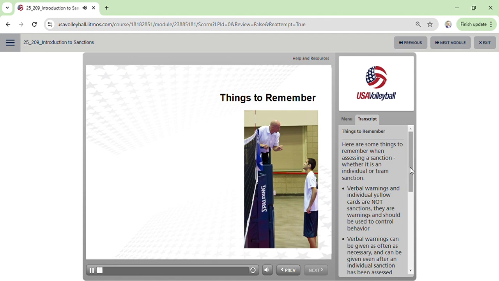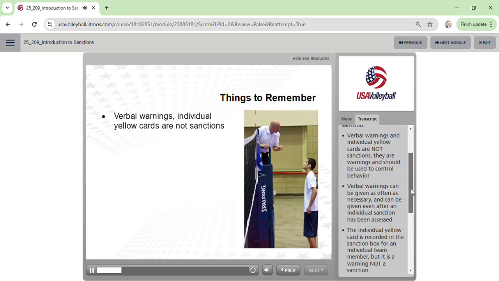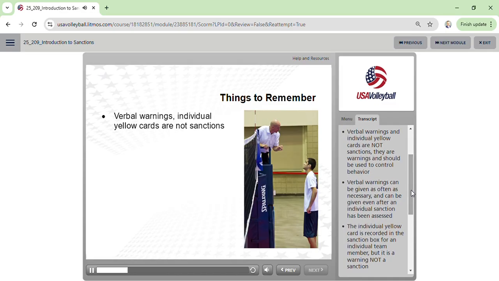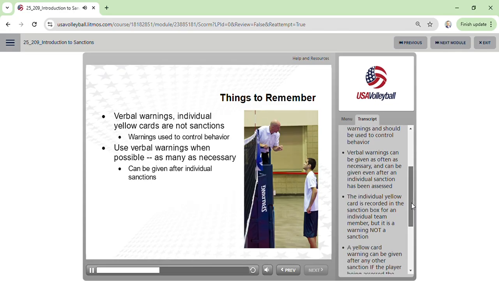Here are some things to remember when assessing a sanction, whether it is an individual or team sanction. Verbal warnings and individual yellow cards are not sanctions. They are warnings and should be used to control behavior. Verbal warnings can be given as often as necessary and can be given even after an individual sanction has been assessed.